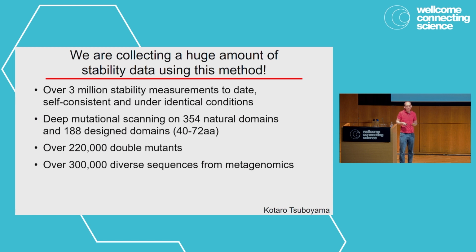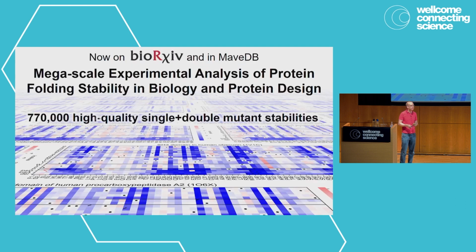And we've also measured about 300,000 just very diverse domain sequences from metagenomics. So not deep mutational scanning, but just all the different types of folds of domains that we could find in nature. And I think, again, that's going to be really interesting for machine learning.